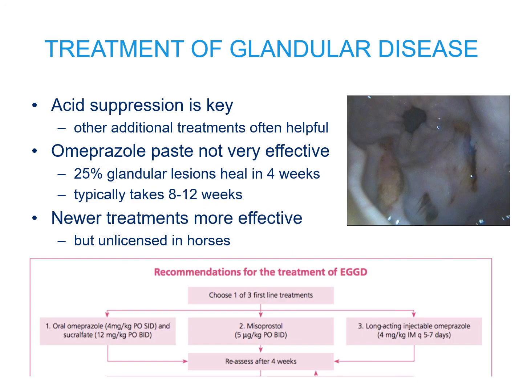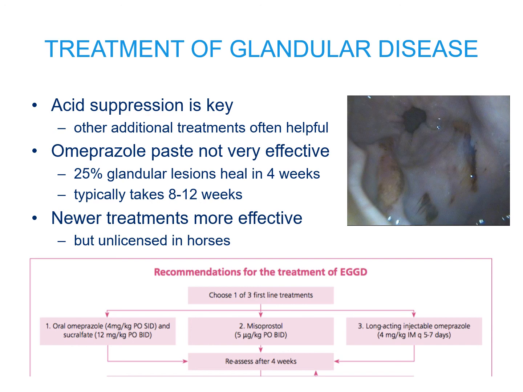Looking specifically at glandular disease, we still focus on acid suppression, even though these aren't primary acid injury cases. We need to suppress the acid, though, to allow the lesions to heal. We know that the omeprazole pastes aren't very effective for glandular disease. The studies that have been done show that only about 25% of horses will actually improve after 4 weeks of treatment. Typically it takes 8 to 12 weeks, and even then we get a low rate of healing.